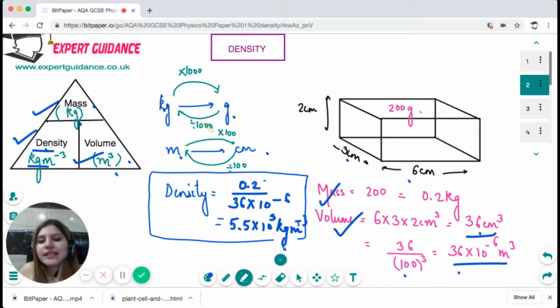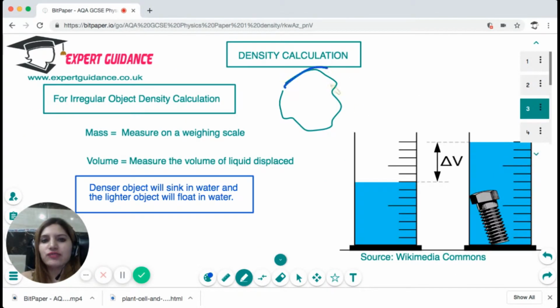Now this example is of a regular object. Regular object means one for which you can measure the length, width, and height and find the volume. Now we can have some irregular object like this. For that, how do we measure the mass and the volume? For the mass, you can use the weighing scale. For the volume, we will put it inside water and see how much water it has displaced. So the change in the water level will be the volume of this substance, and we can calculate density as mass over volume.